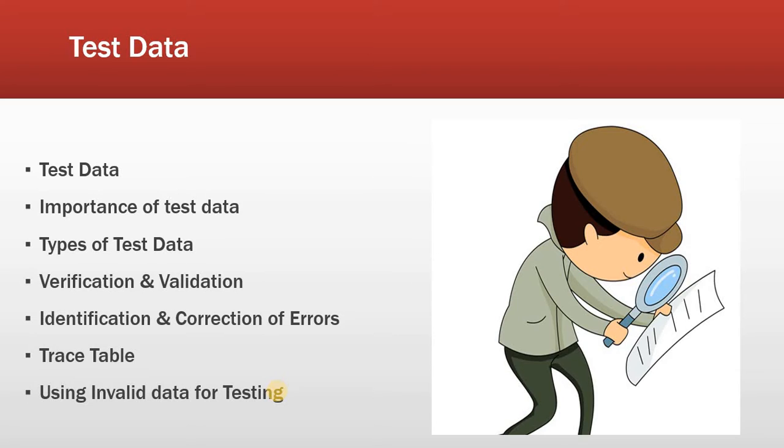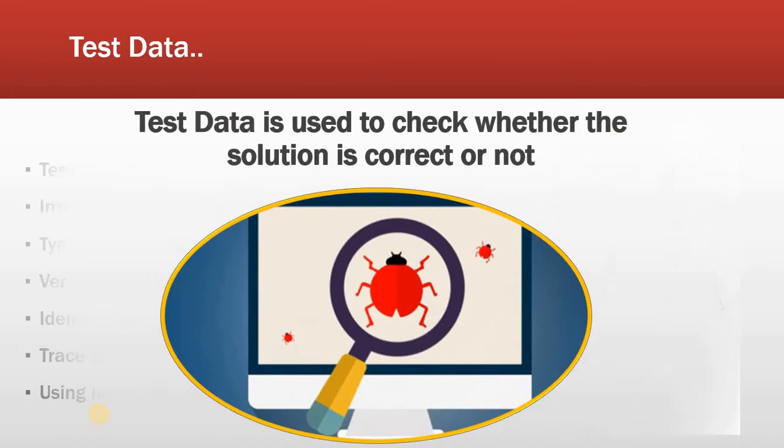So today we are going to explore its importance, its types, and then the verification and validation process, identification and correction of errors, trace table, and using invalid data for testing. So let's start. First of all, we will begin with test data.